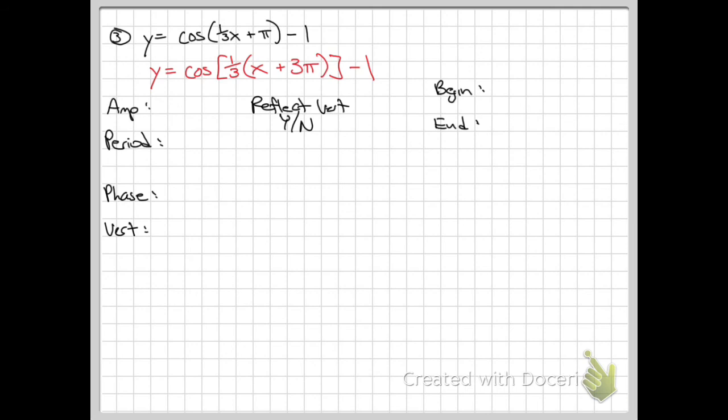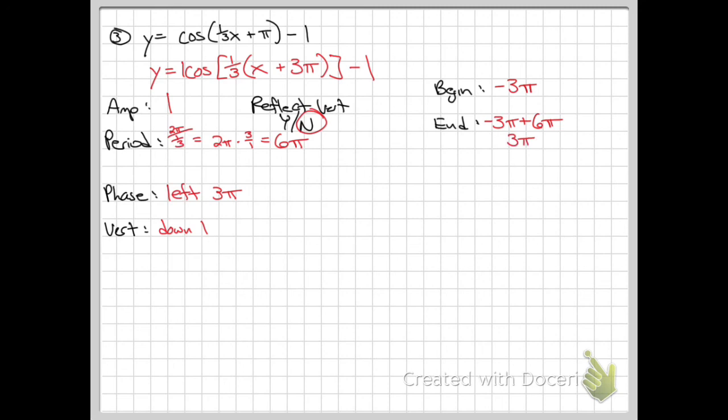Amplitude. There's nothing there. What's the amplitude? If there's nothing there, there's an imaginary 1 in front, so the amplitude is 1. It's positive, so there's no reflection. The period is 2 pi divided by 1/3. Remember, you keep the top and you flip and multiply by the bottom. So the period's actually 6 pi. Phase is going to be left 3 pi. Vertical is down 1. The beginning, left 3 pi is -3 pi. And the end is the beginning plus the period, which we got 6 pi for that. So it's going to end at 3 pi.